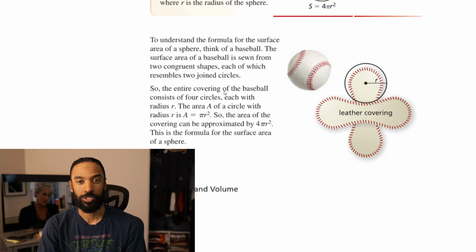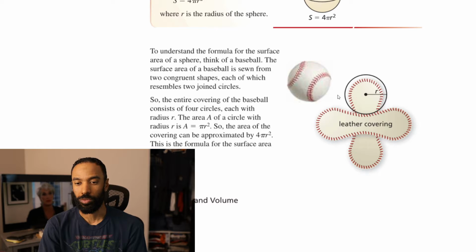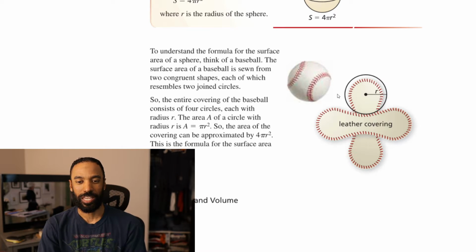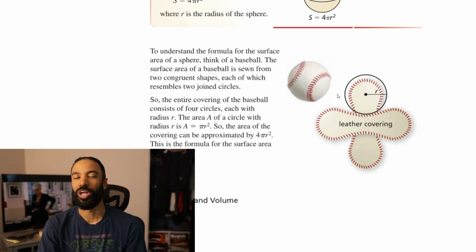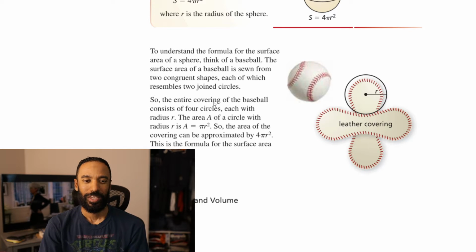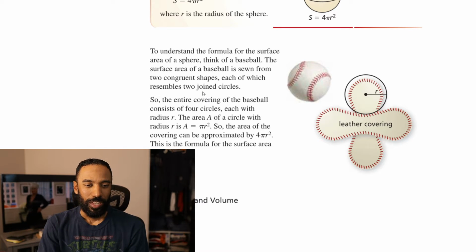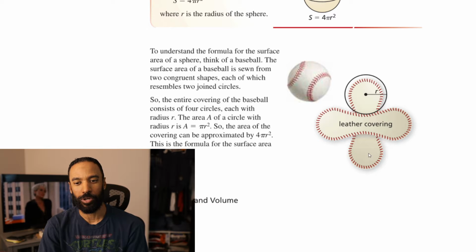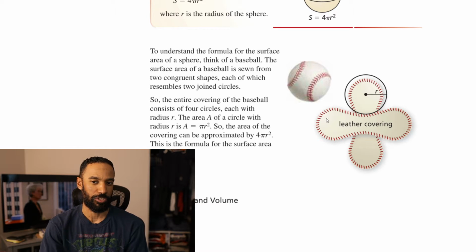There are some videos that show how baseballs are made, and it's interesting to see the love and craft in every baseball. It's not all machine. The entire covering of the baseball consists of 4 circles, each with radius r. So I like to think of it as the area of 4 circles, and because it's the outside, I like to think of surface area that way.